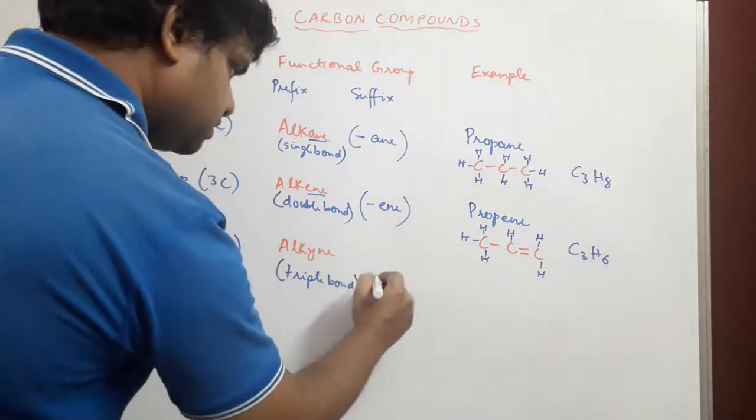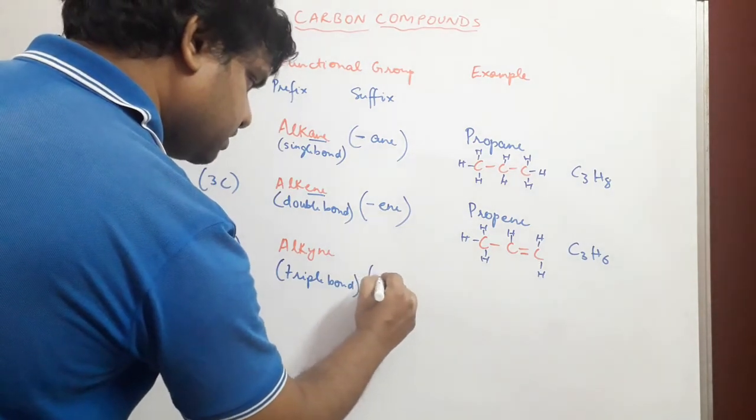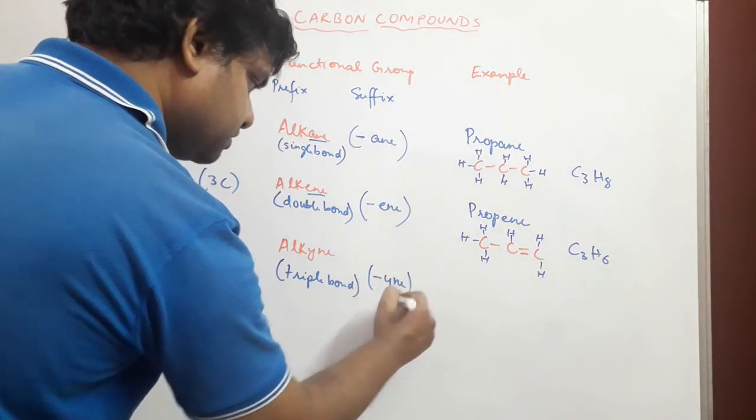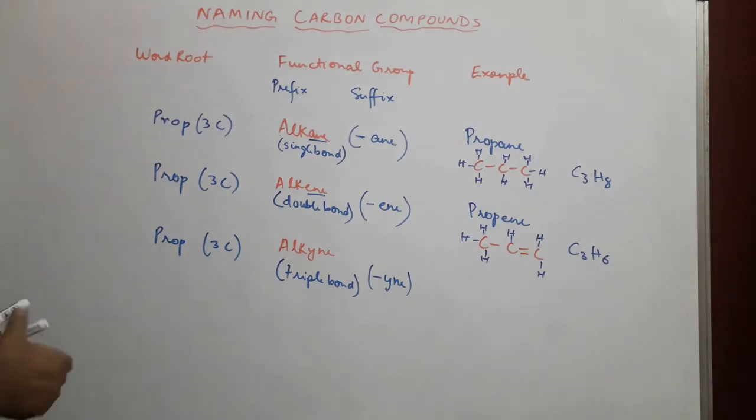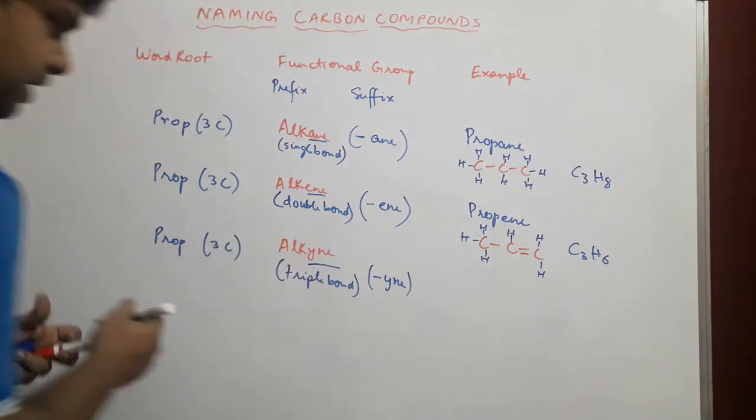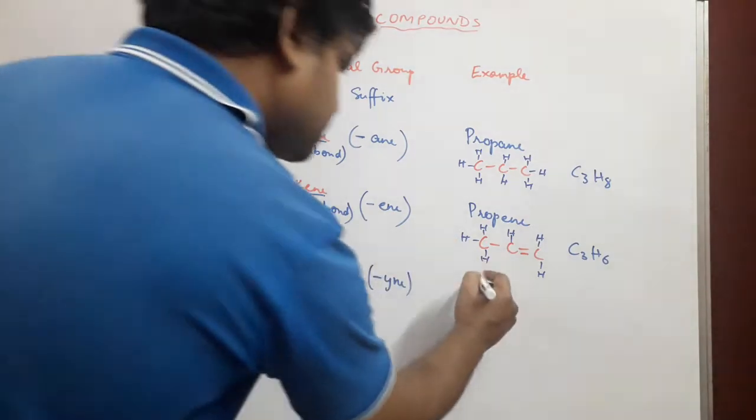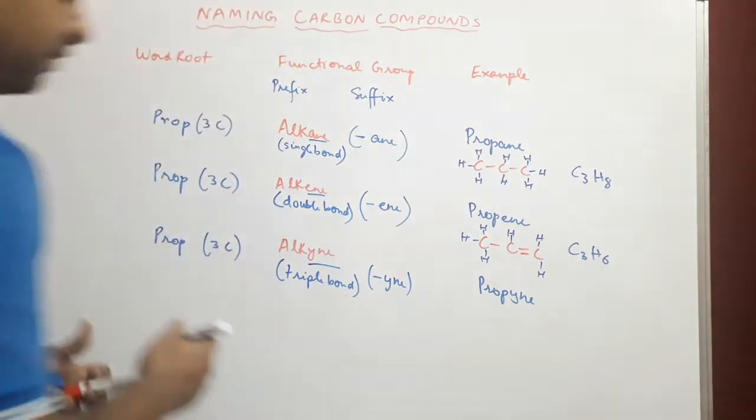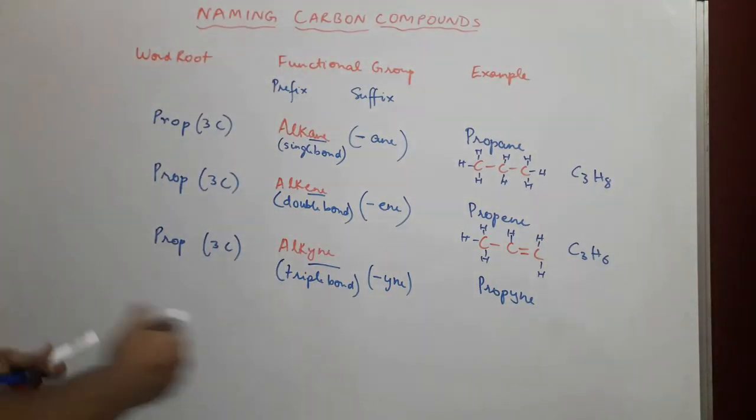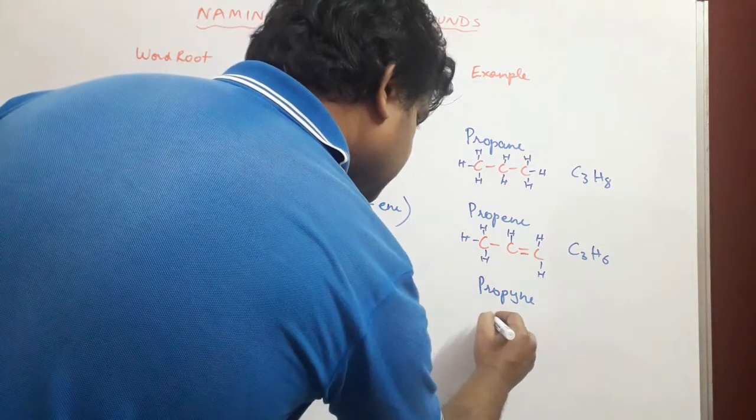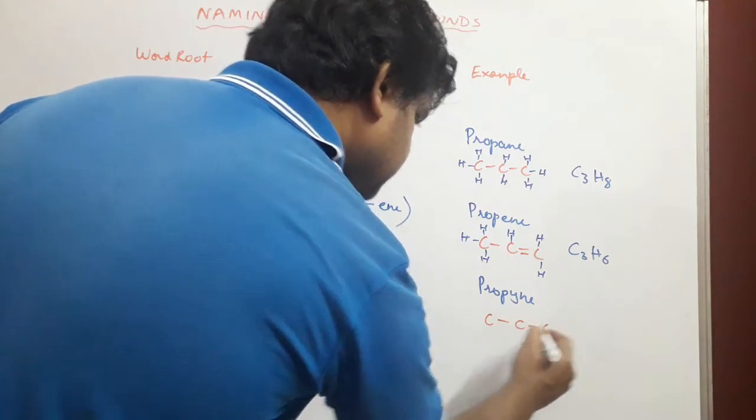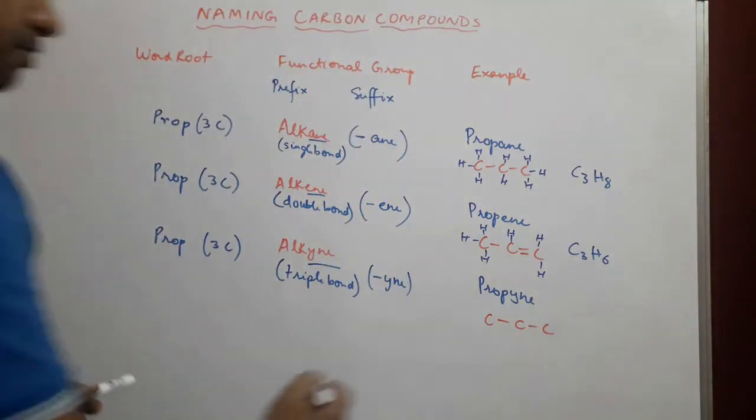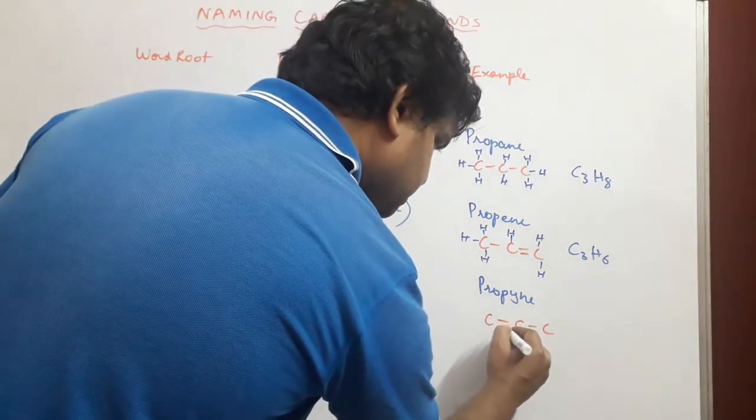Okay, and the suffix is -yne, ending with yne, just like how we have over here, alkyne. An example of that would be propyne. If we construct it, it will be something like this, CCC. Now there is a triple bond, so we'll put a triple bond maybe here.